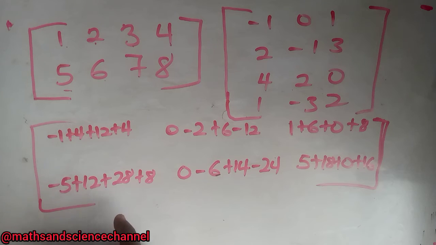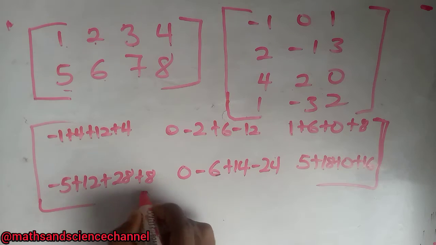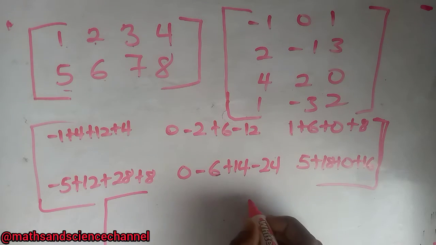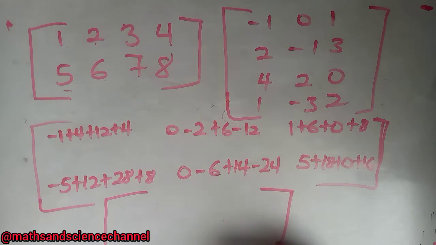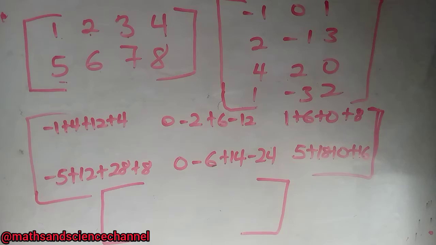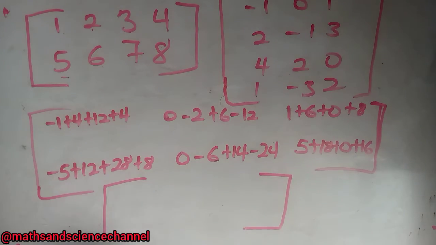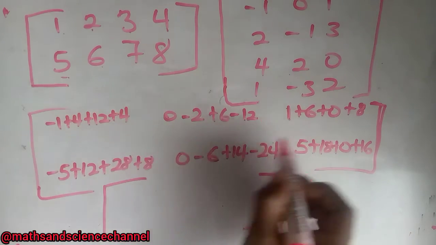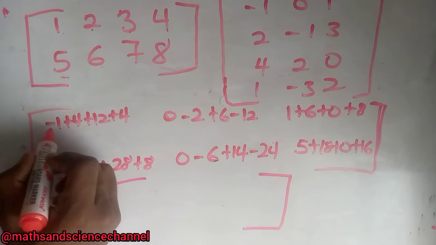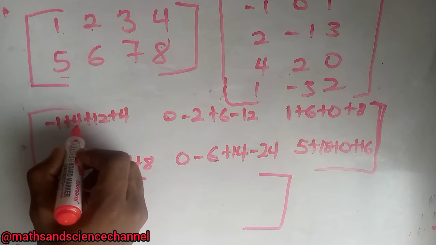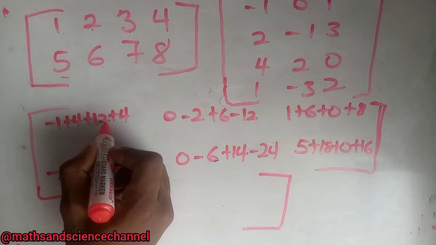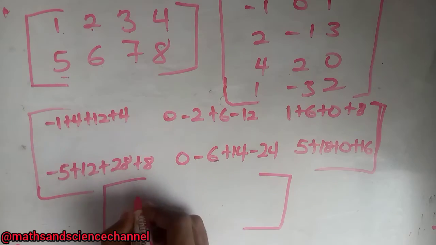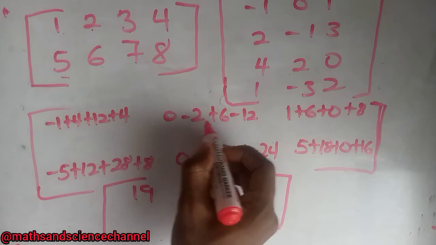So now what will be the final answer? So I'm going to write the final answer here. So let's look at the final answer here. We are going to find the sum of all of that. So you have -1 plus 4 here gives us +3, plus 5 here gives us 15, plus 4 here gives us 19. And then we have this part.